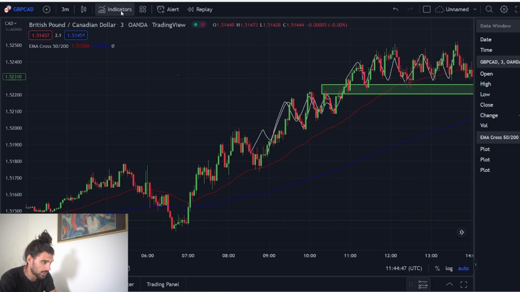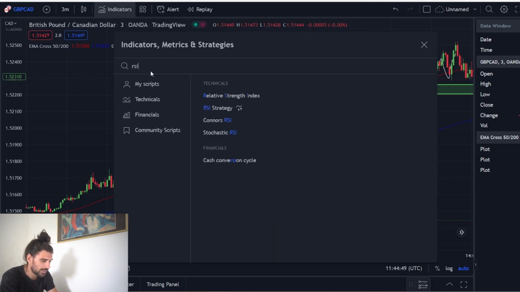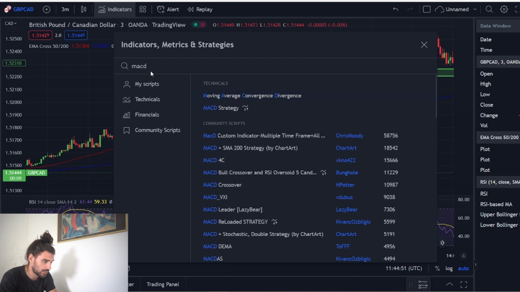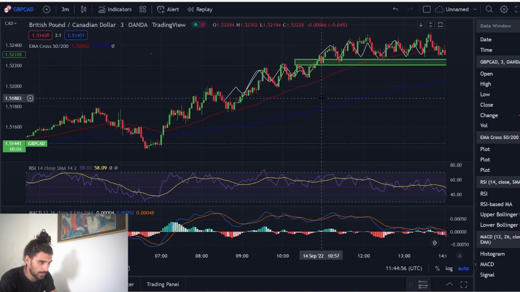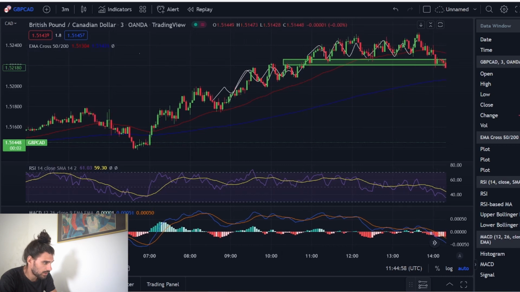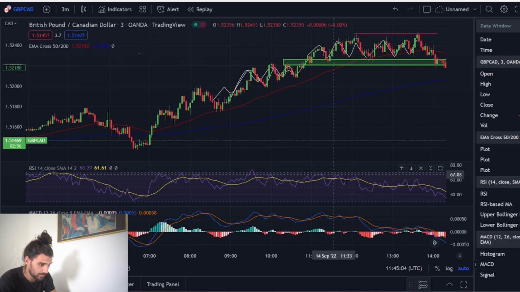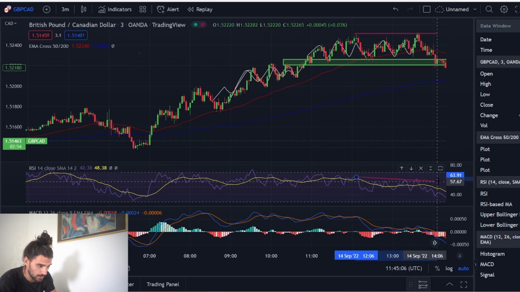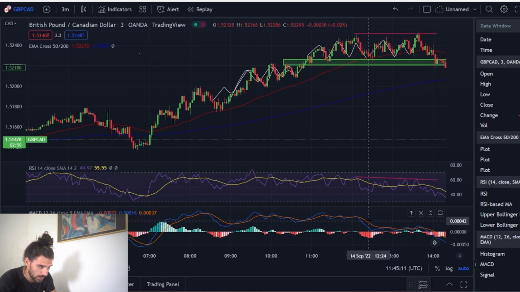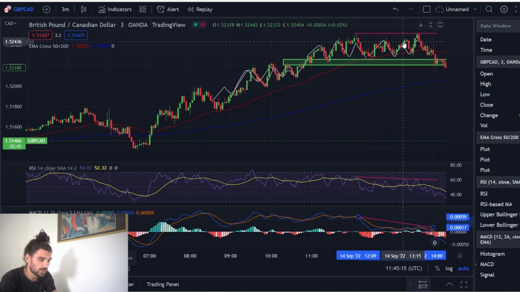So on the 3-minute chart, I can add the RSI and the MACD. Right around here is my double top, and I can see from this point to this point we formed a lower high, and on the MACD as well. So this is an indicator that this was or could be a double top, and the market is going to the downside.